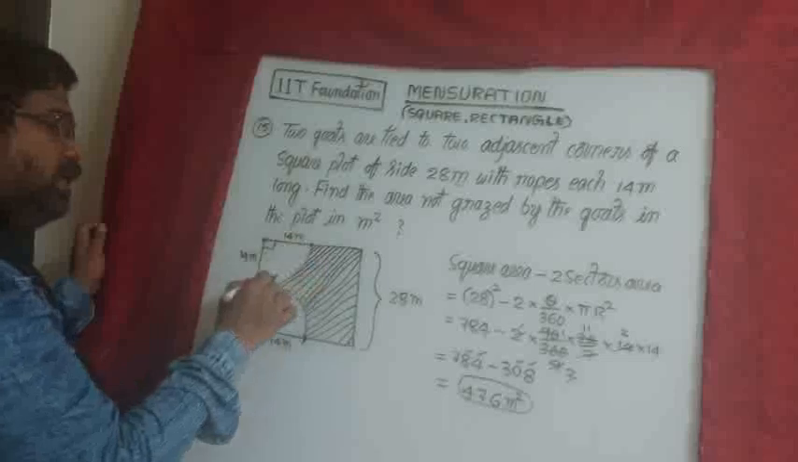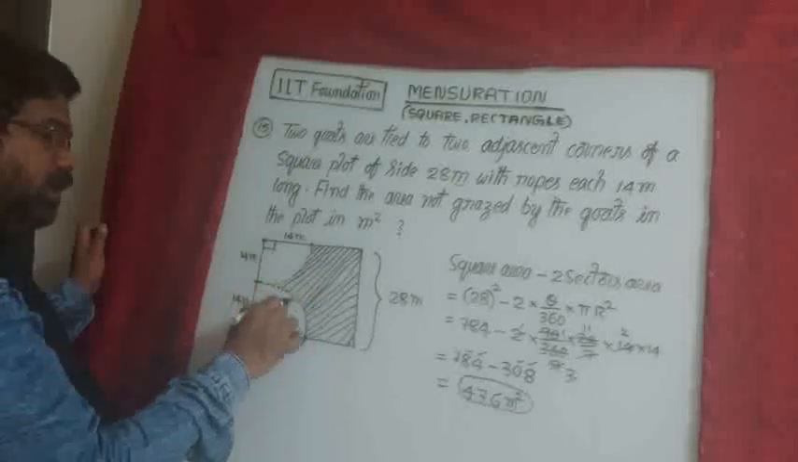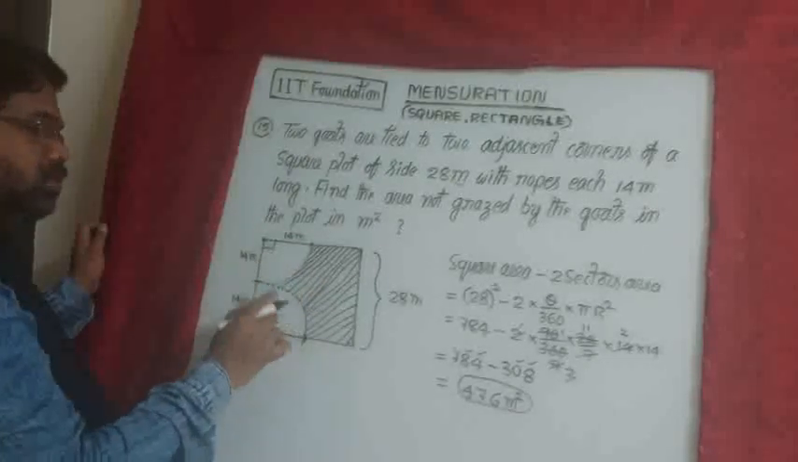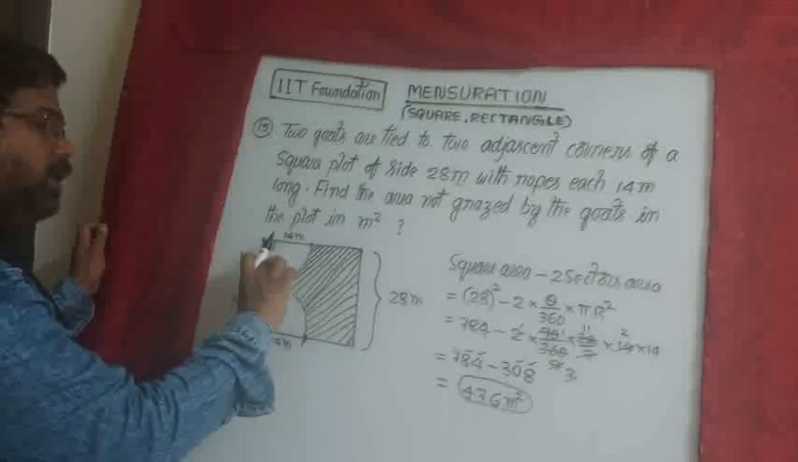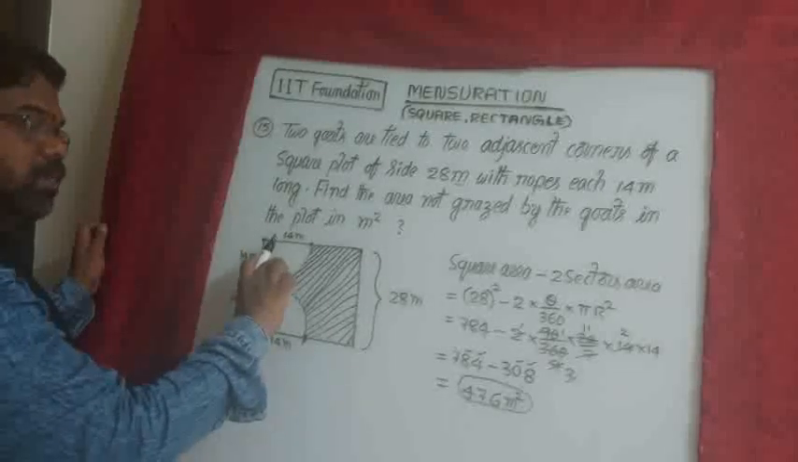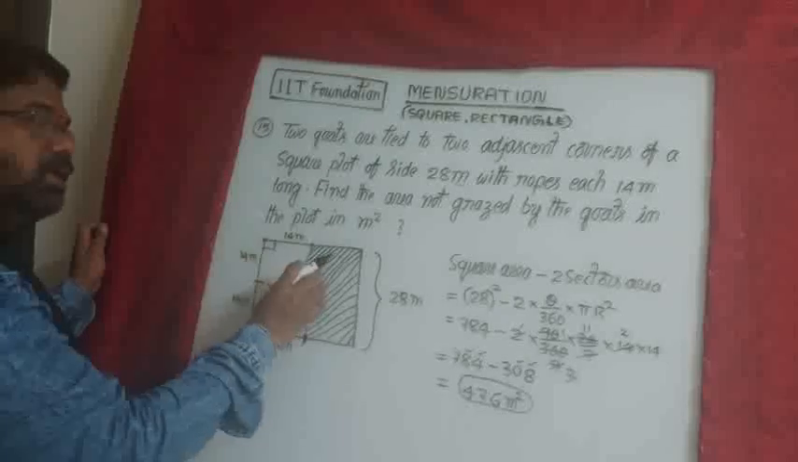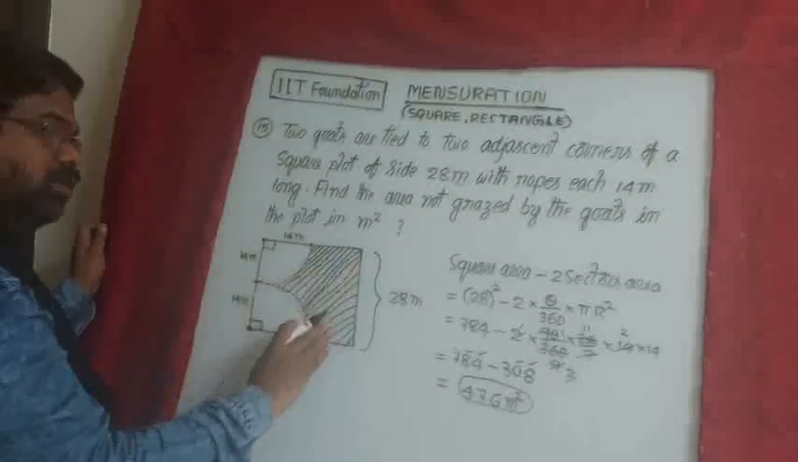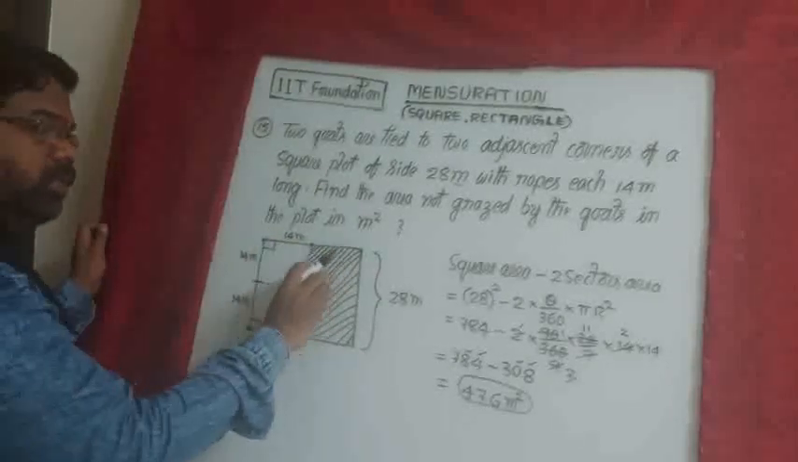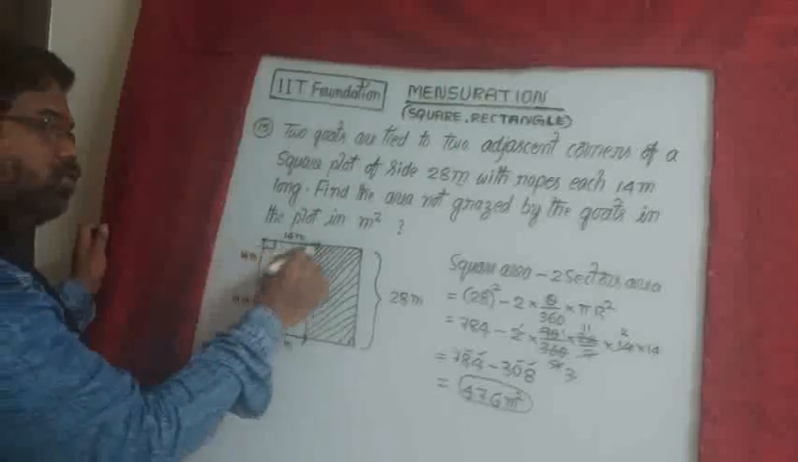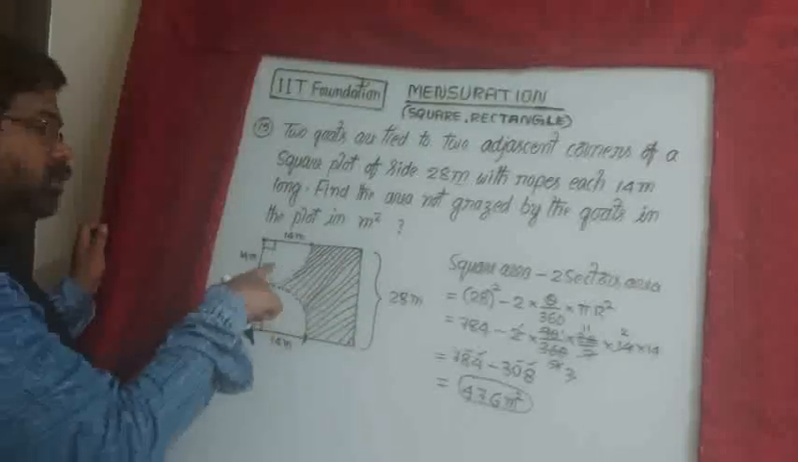So what is the area grazed by the first goat? This is the area grazed by the second goat. So these two parts are the areas grazed by the two goats. But we require the area not grazed by the goats. This shaded portion we require. How can you get it? Square area minus these two sectors' area.